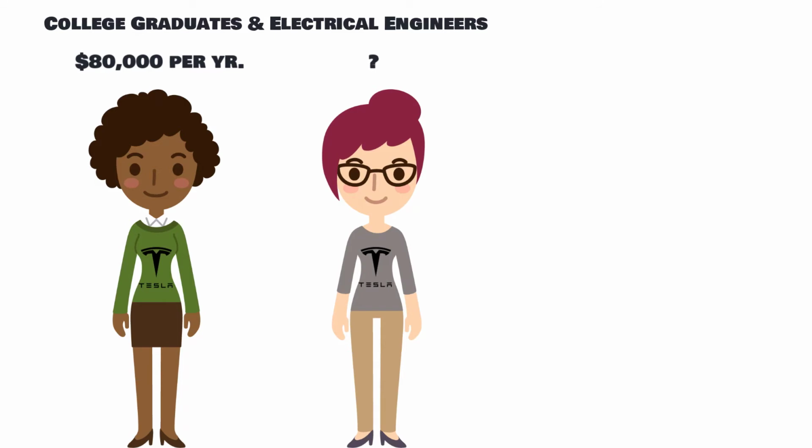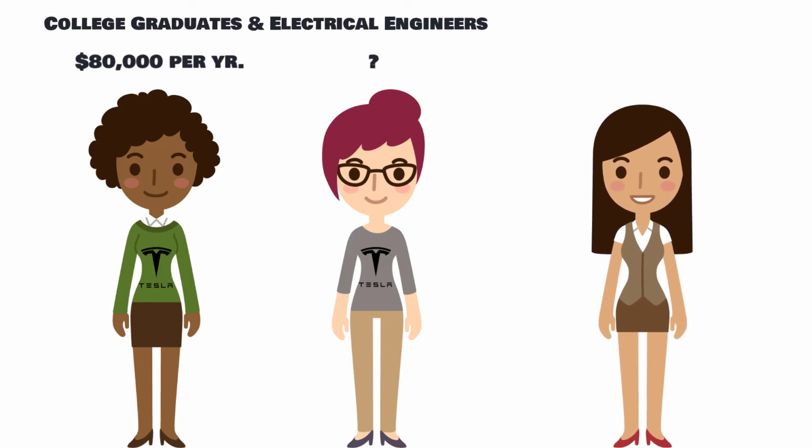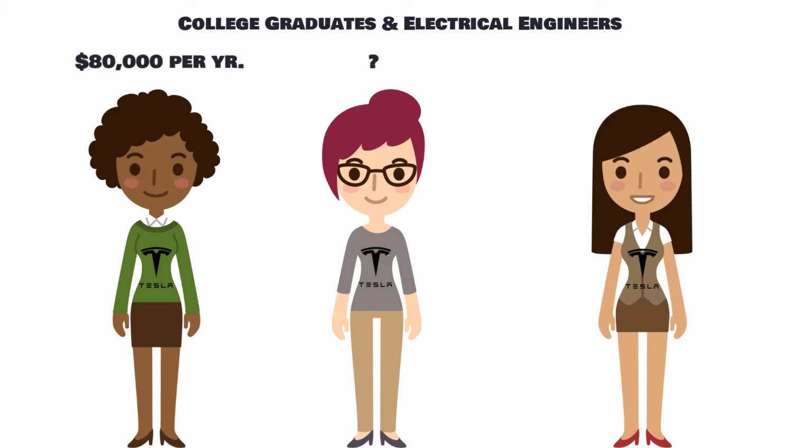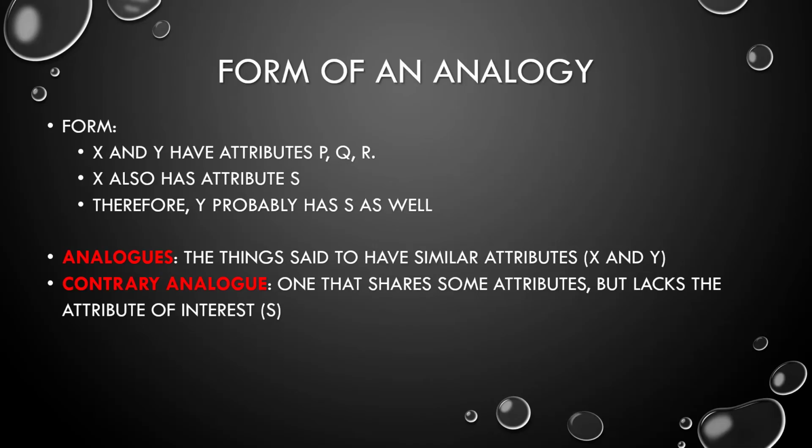However, we may have a contrary analog in somebody like Helena, say Z, who also graduated with an electrical engineering degree and is working for the same company, but only makes $50,000 a year. Now, that contrary analog would actually count against our conclusion that Barbara probably makes the same as Selena. So with analogical reasoning, we're actually not trying to gauge the overall probability of the conclusion. That might not actually be possible.